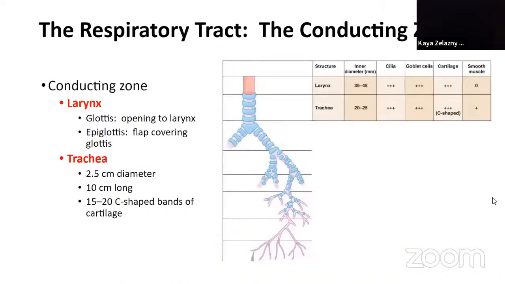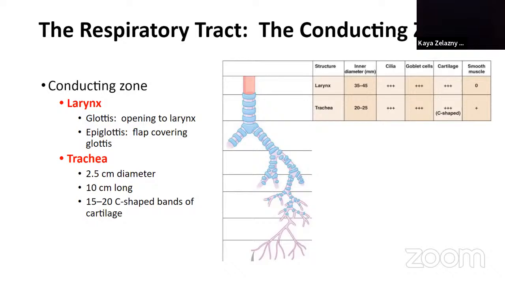Our conducting zone begins with our larynx. So the larynx is basically your voice box. It starts with something called the glottis, which is an opening. There's a flap over the opening, your epiglottis. Anytime you see that beginning epi, that means near, basically. So the epiglottis is near the glottis. And this closes over the larynx so that when you swallow food, you don't end up with like macaroni in your lungs. Wouldn't be good. Okay. So that's what's going on with the larynx. This is going to be our split between our alimentary tract, that's our food, and our respiratory tract, specifically just for our air going into the lungs.